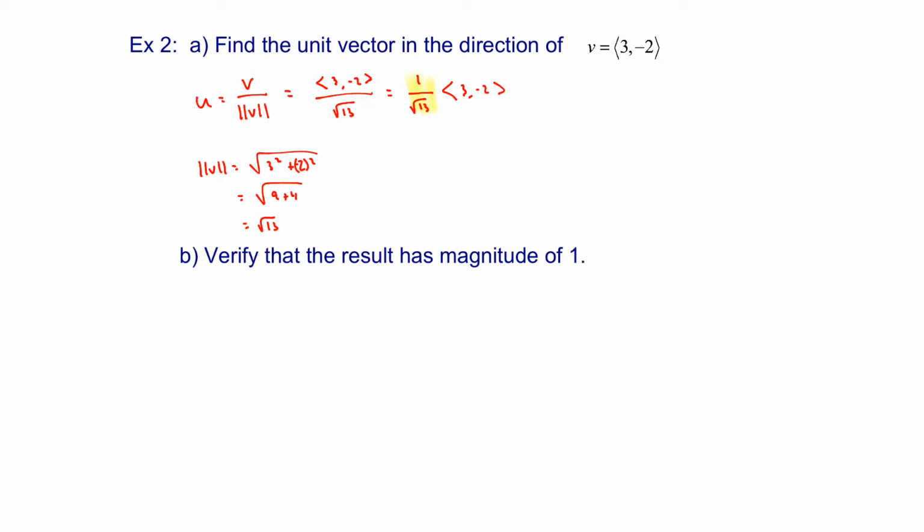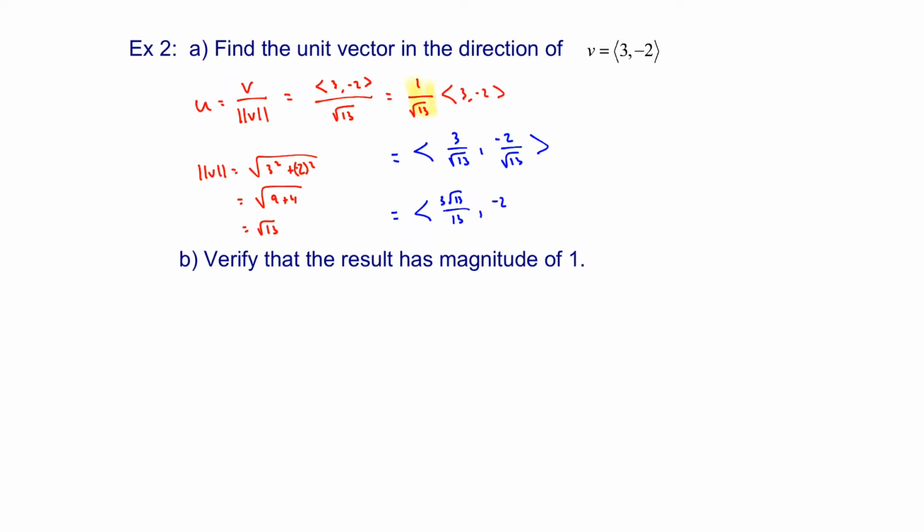So what is that equivalent to? Well, that'll be equal to 1 divided by the square root of 13 times 3, negative 2. So that would be 3 over the square root of 13, comma, negative 2 over the square root of 13. And so when we rationalize the denominator, that will give us 3 square root of 13 over 13 and negative 2 square root of 13 over 13. So that's equal to the unit vector. So same direction, but now the magnitude is 1.